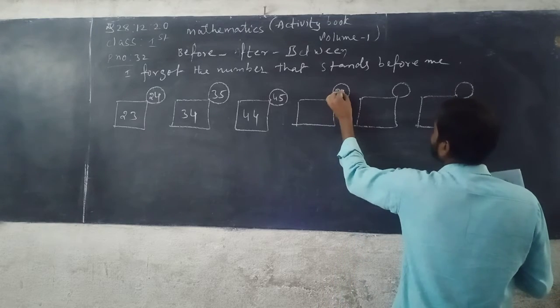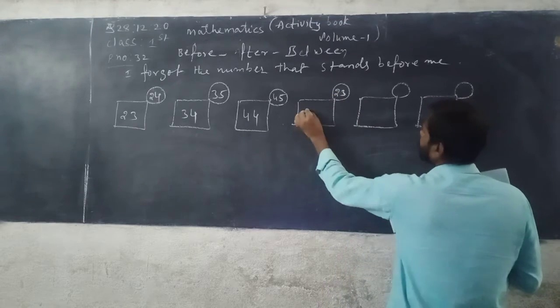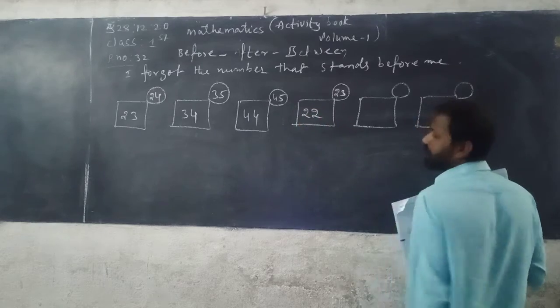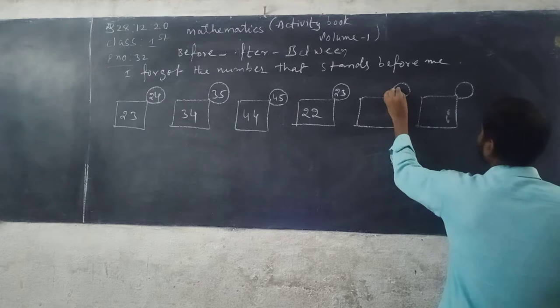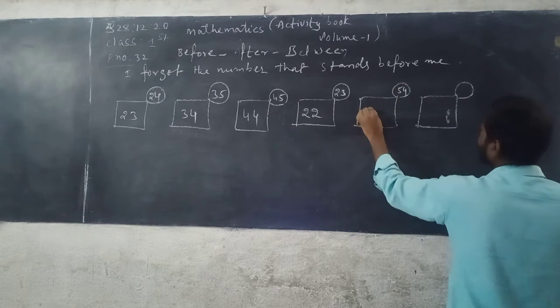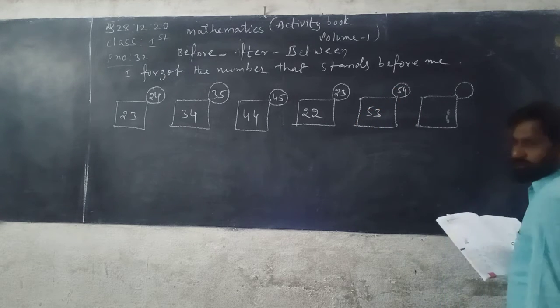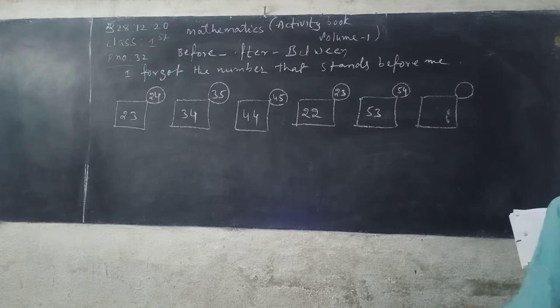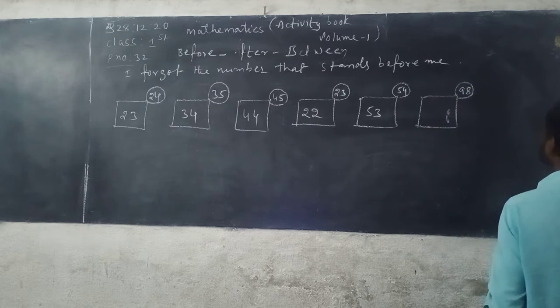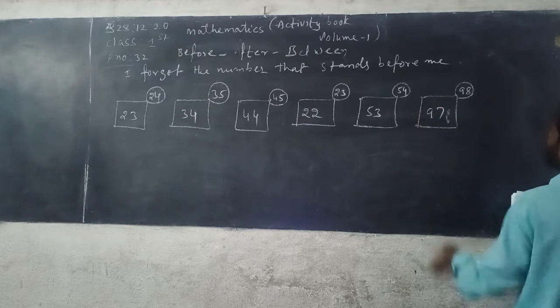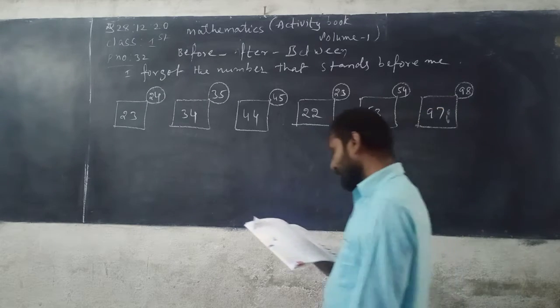The number that comes before 23 is 22. The number that comes before 54 is 53. The number that comes before 98 is 97.